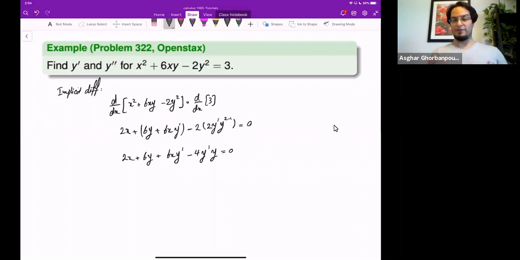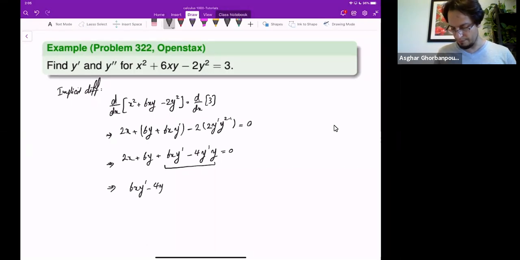When you do this step, differentiate, you will find an equation for y prime. Solve that equation for y prime, meaning what? Keep the terms which contain y prime on one side and send everything else to the other side. So it was 6x y prime minus 4y prime y equals minus 2x minus 6y. And then factor out y prime there. The first term will give me 6x, and the second term will give me 4y.